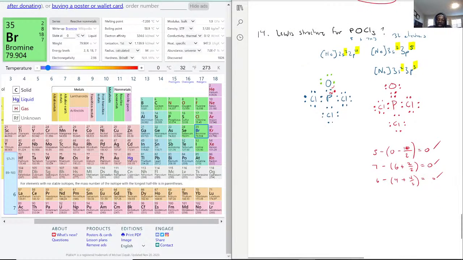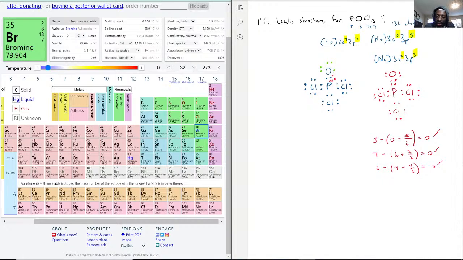So this is actually POCl3. This is the Lewis structure here, as the question requested. And just to conceptualize it, if you had it as bonds, it would be shown as this: a double bond on the oxygen and single bonds on the chlorines surrounding it, with no lone pairs on the phosphorus itself.